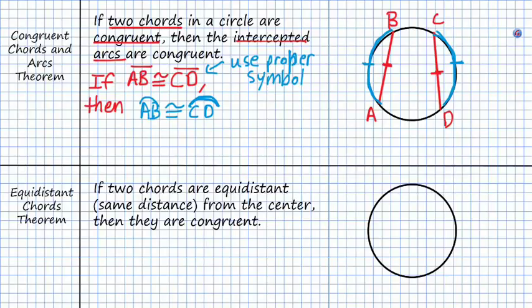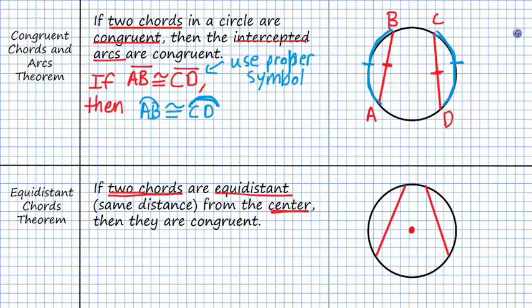All right, additionally we have our equidistant chords theorem. That states that if two chords are equidistant, or the same distance from the center, then they are congruent. So again, let's break this down. We're working with two objects, two chords, and we're working with the center. So we'll need to have a center here. And as long as they're the same distance, then they will be congruent. So let's mark our center, and let's get some chords in here. All right, I'll use that one and that one.